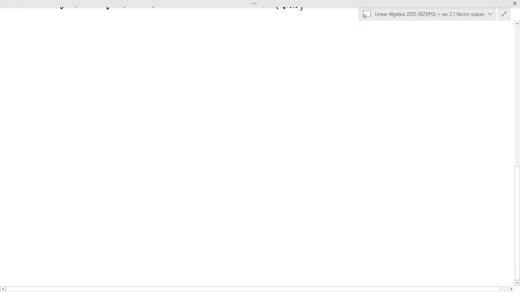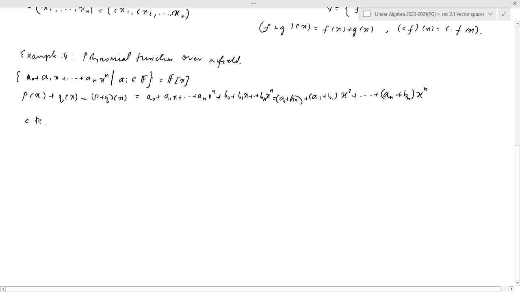Now the scalar multiplication: c times p(x) equal to c times (a naught plus a1 x plus etc. plus an x raised to n). That is defined to be the usual multiplication of polynomials, with c as a constant: c times a naught plus c times a1 x plus etc. plus c times an x raised to n. So this is the scalar multiplication of these polynomial functions. Then this forms a vector space over the corresponding field.